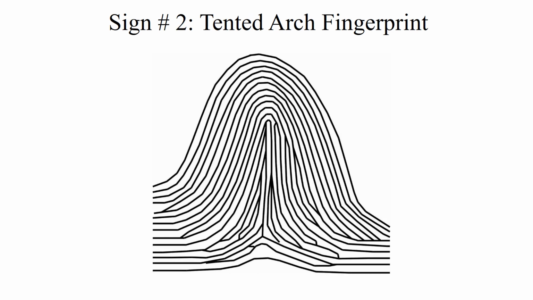Sign number 2. Tinted arch fingerprint. The presence of a tinted arch fingerprint indicates that the person is idealistic, enthusiastic and creative. The tinted arch also reveals that the person is stubborn.